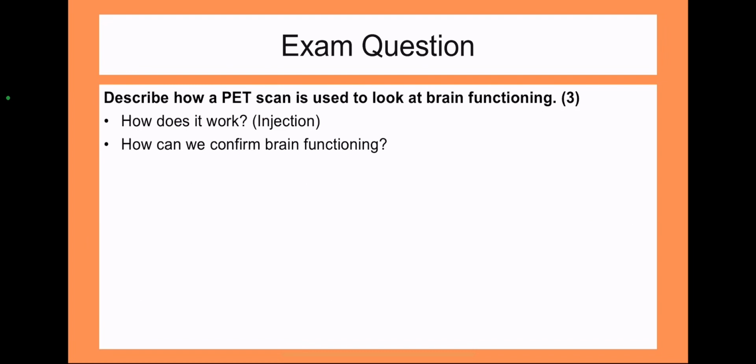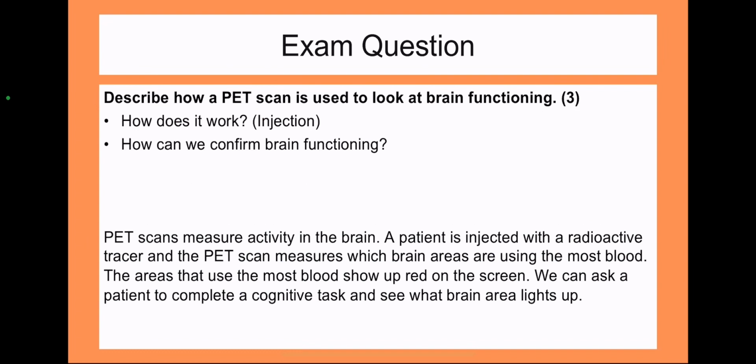Similar sort of question, if you had how to describe a PET scan, you would say something like, PET scans measure activity in the brain. A patient is injected with a radioactive tracer, and the PET scan measures which brain areas are using the most blood. The areas that use the most blood will show up red on the screen, and we can ask a patient to complete a cognitive task and see what brain area lights up.